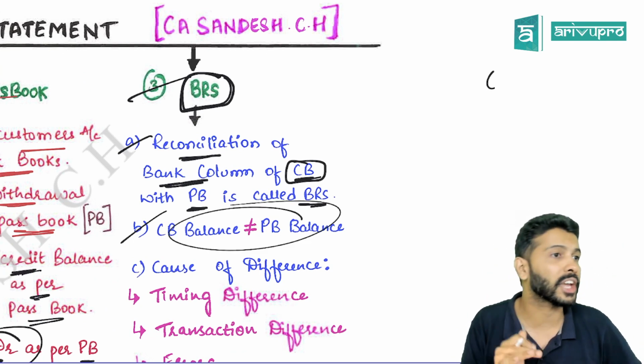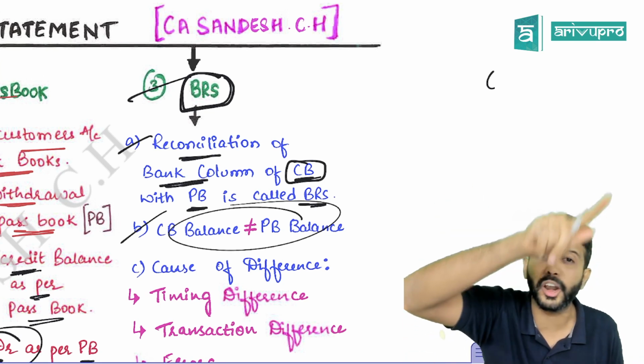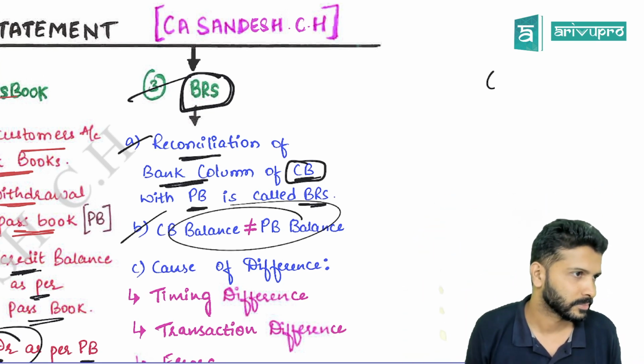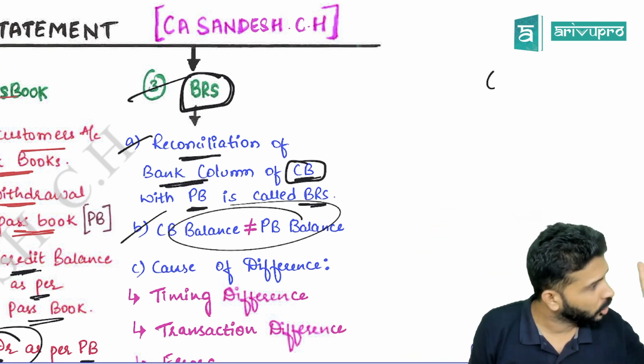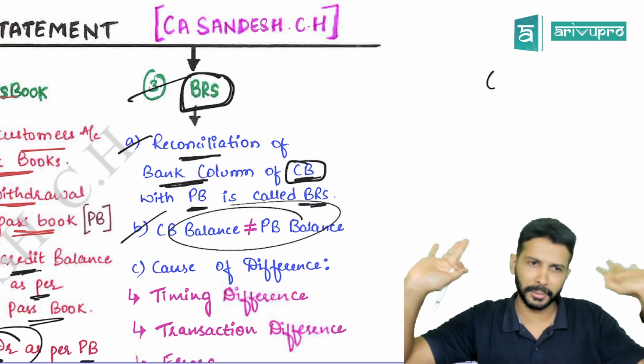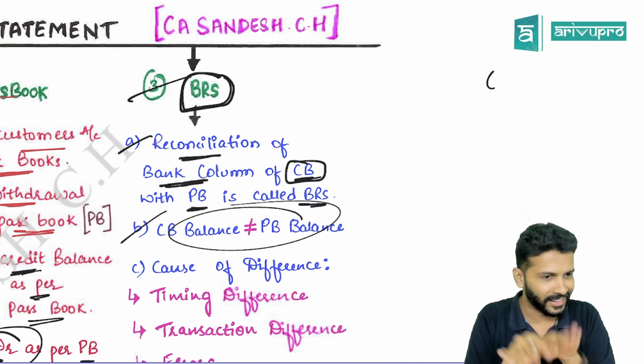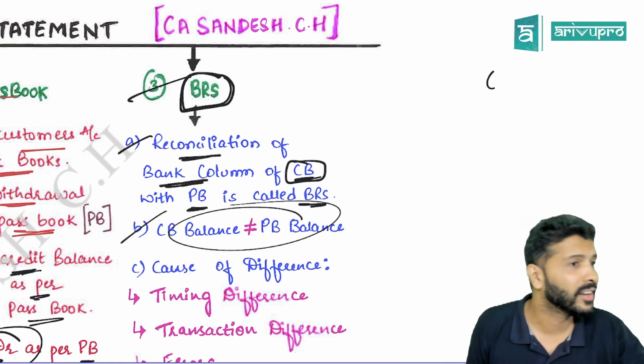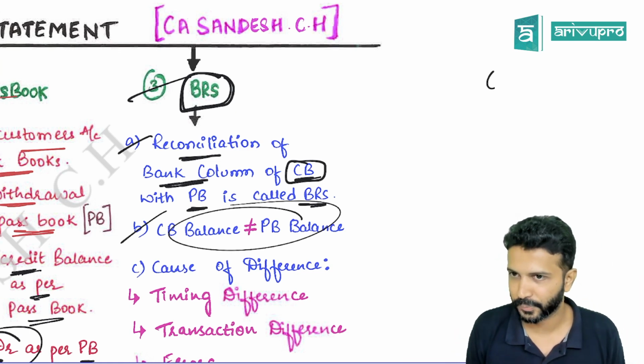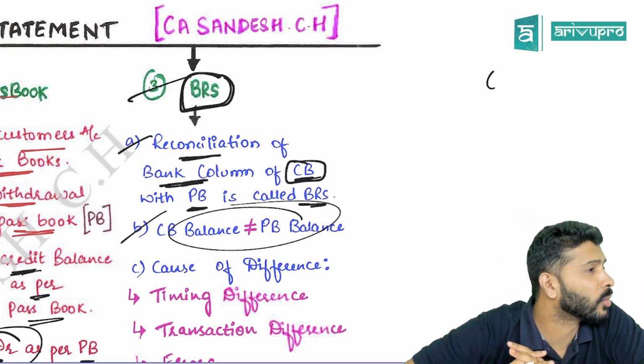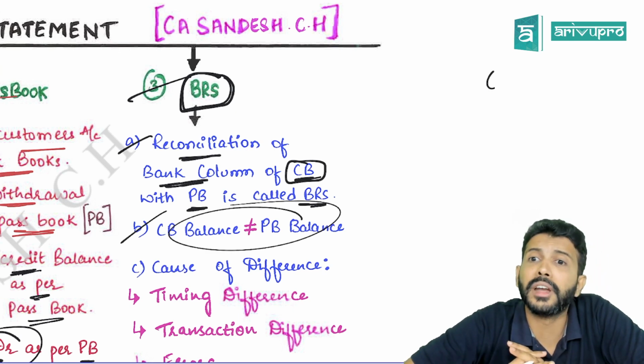In 99.99% of the cases, cash book balance and passbook balance will not match. Only in very remote cases may it tie out. So BRS more or less will become a compulsory activity. Now the next question running in your mind is what? Sir, why will there be a difference?